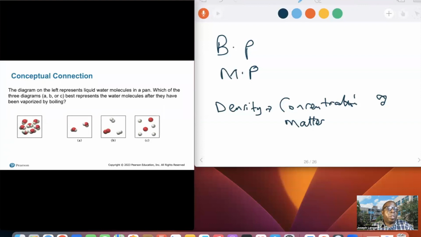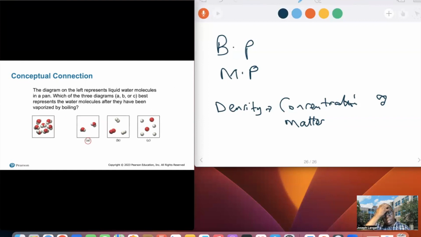Conceptual question. The diagram on the left, which is this one right here, represents liquid water molecules in a pan. Which one of the three diagrams, A, B, or C, best represents the water molecules after they have been vaporized by boiling? There is no way you will split the water molecule into separate components. So I'll say A is the correct response for this question.